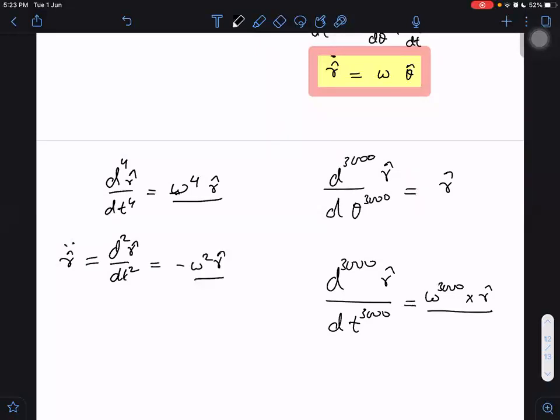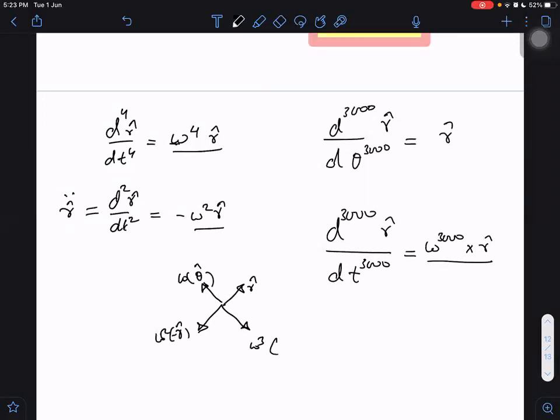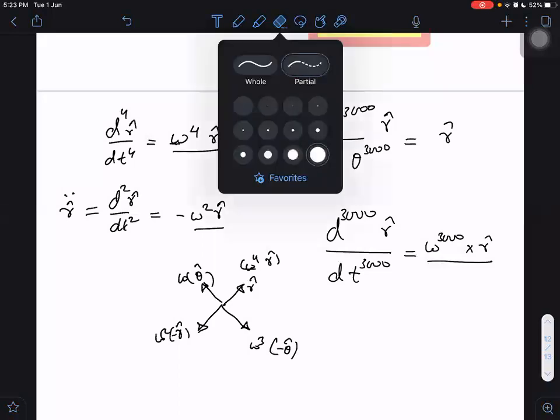Why? Because when we differentiate r cap one time, we get a vector along the direction of theta cap, but multiplied with omega. When we differentiate again, we get omega square along minus r cap direction. When we take derivative again, we get omega cube, but direction is minus theta cap. When we again take derivative, we get omega raised to power 4, but direction is along r cap. It keeps on happening like that after every derivative. Now you got the point or not? Yes, sir. Right.